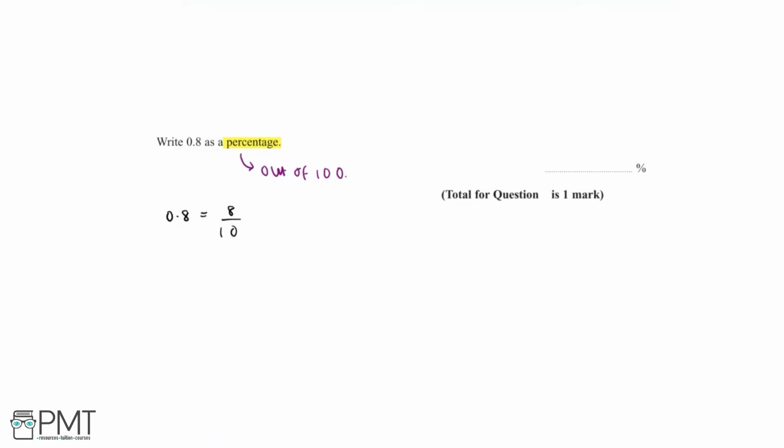Now as a percentage, we want this value to be out of 100, and so we can multiply the numerator and the denominator by 10. And so we end up with 80 out of 100. Now we said a percentage was defined as the number over 100. Now because 0.8 is equal to 80 over 100, we've found that 0.8 is equal to 80%. Which allows us to get the 1 mark needed in this question.